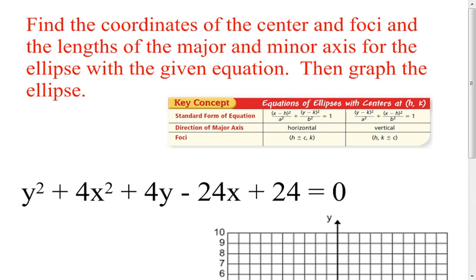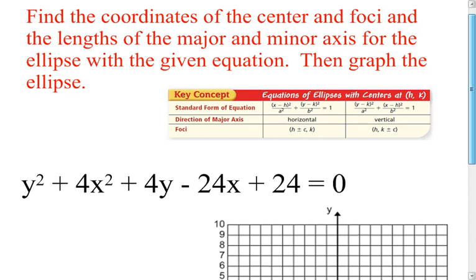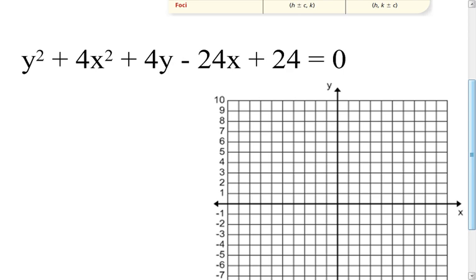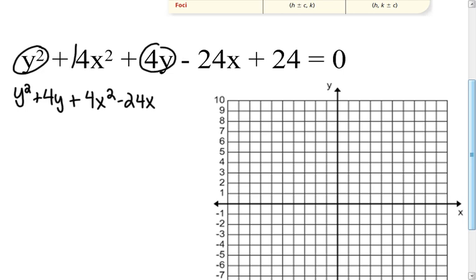All right, and one last one where we've got to complete the square and do some other stuff with it. This, again, is going to be one that is not centered at the origin. It's going to be centered somewhere else, so we're going to have to do a little bit of work here. Okay? When you complete the square with this, you want to group your y's together, so you're going to have y squared plus 4y. So I'm grouping these and these together. And then I'll group my x's together: 4x squared minus 24x. So I grouped that and that. And then I want to move this to the other side. Equals negative 24.